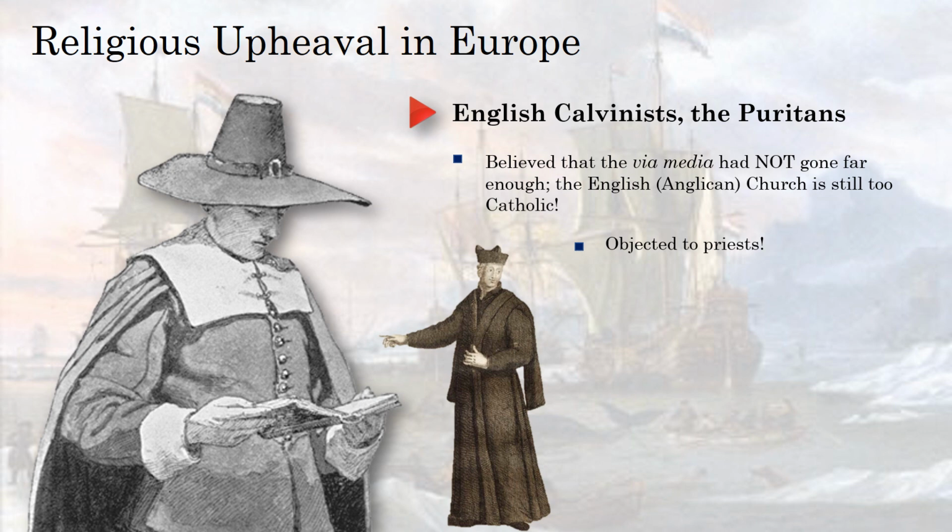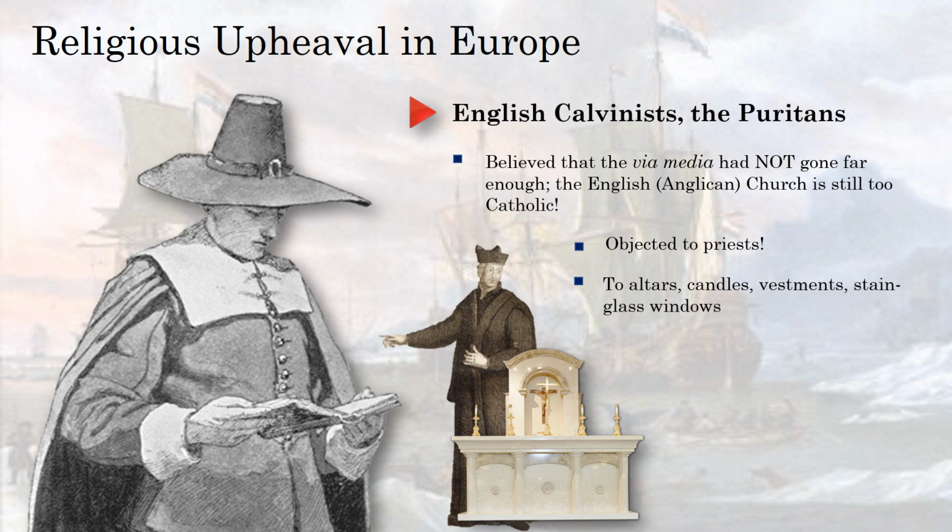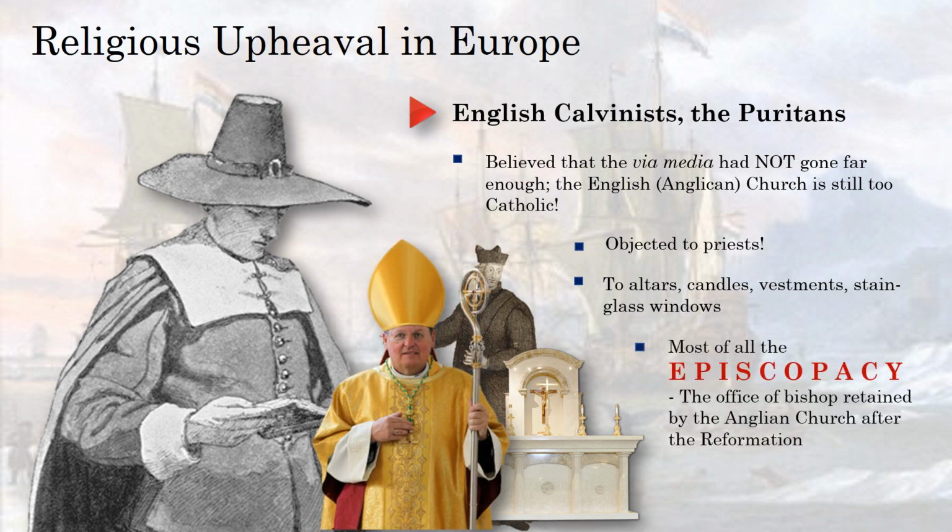They object to the presence of priests. They don't like priests who wear vestments and celebrate the Mass. They object to some of the physical trappings like altars and candles and vestments and stained glass windows and all these things. They find all of this to be too Catholic. But the one thing they really cannot stand, the one thing they just cannot suffer, is how the Anglican Church has retained what's called the episcopacy, or the episcopal office. That's the office of bishop. And most Protestant churches had done away with the office of bishop, but the Anglicans are holding on to it, and there are still Anglican bishops today.